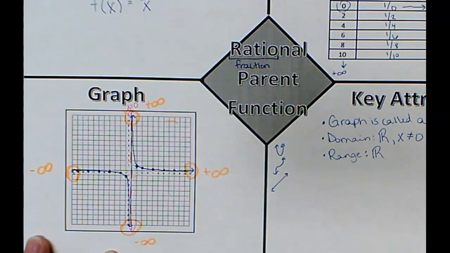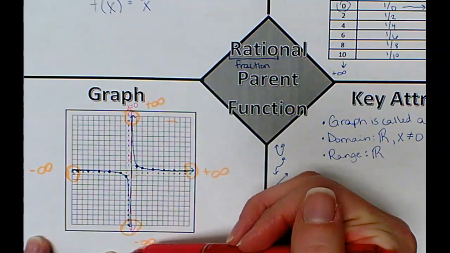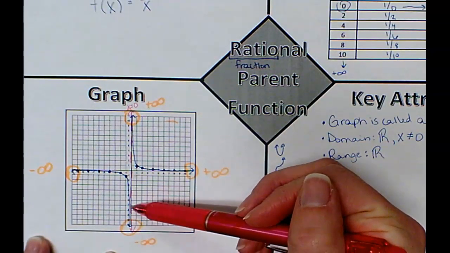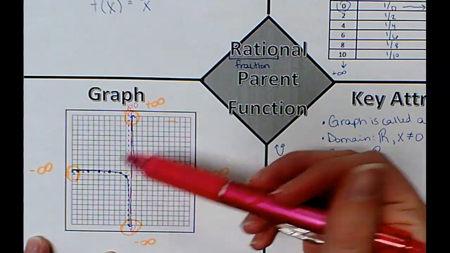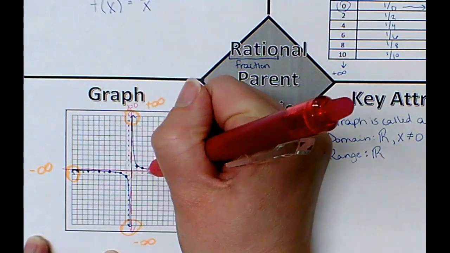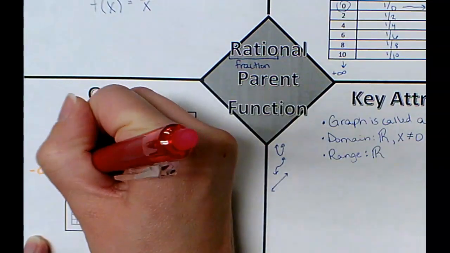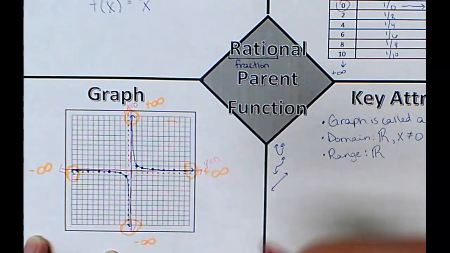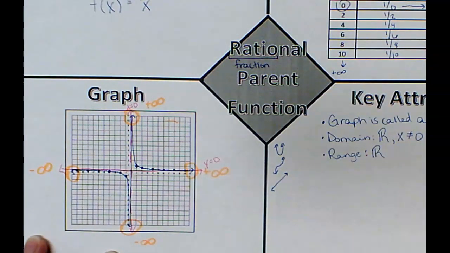Same situation with the range. The range is all of the y values that are getting used. So everything from negative infinity all the way up, up, up, up, up until you hit right here. There's an asymptote at the line y equals 0. Meaning the graph will never touch y equals 0. There will never be a point that has 0 for y. So my range is all of real numbers except y cannot equal 0 because there is an asymptote there.